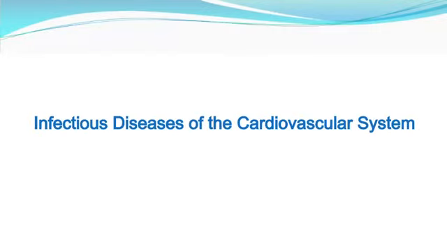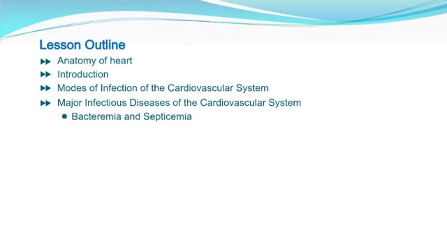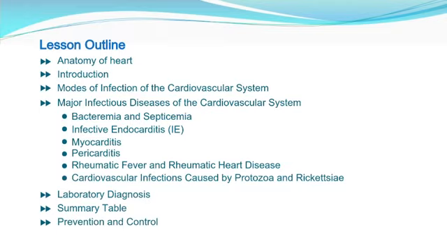Let's start our session on infectious diseases of the cardiovascular system chapter. We'll start with a brief review of heart anatomy. We'll understand different modes of infection of the cardiovascular system. Major diseases include infective endocarditis, myocarditis, pericarditis, and rheumatic heart disease. We'll discuss diagnosis and finish with prevention methods.